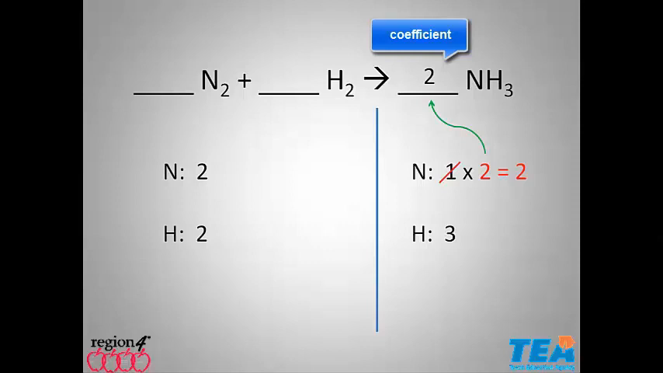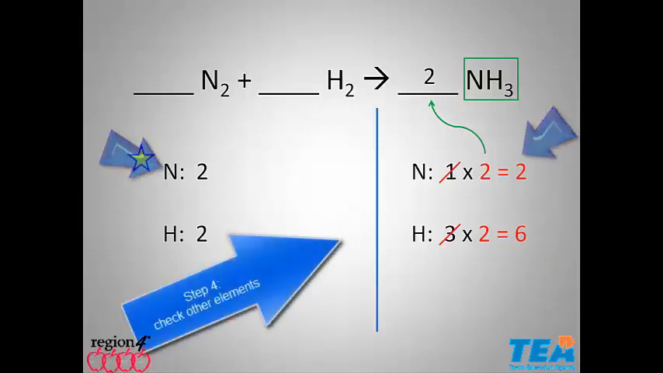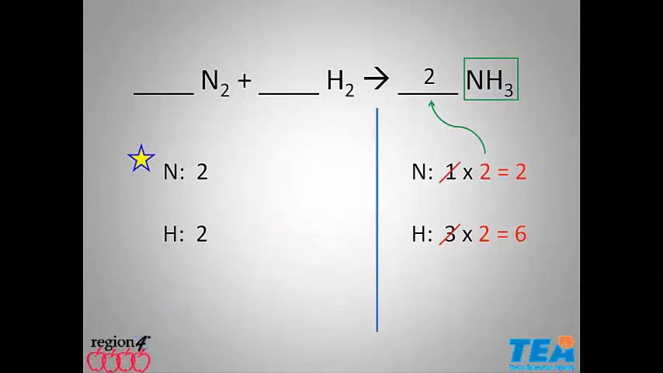When you write the 2 there, box in that molecule to remind yourself that 2 also applies to the hydrogen atom. So now we have the original 3 hydrogen atoms times 2 from the coefficient that we placed in the blank. And now we have a count of 6 hydrogen atoms. The nitrogen atoms are now balanced with 2 on the left and 2 on the right. Looking at the hydrogen atoms, however, there are 2 hydrogen atoms on the left and 6 now on the right, on the product side.